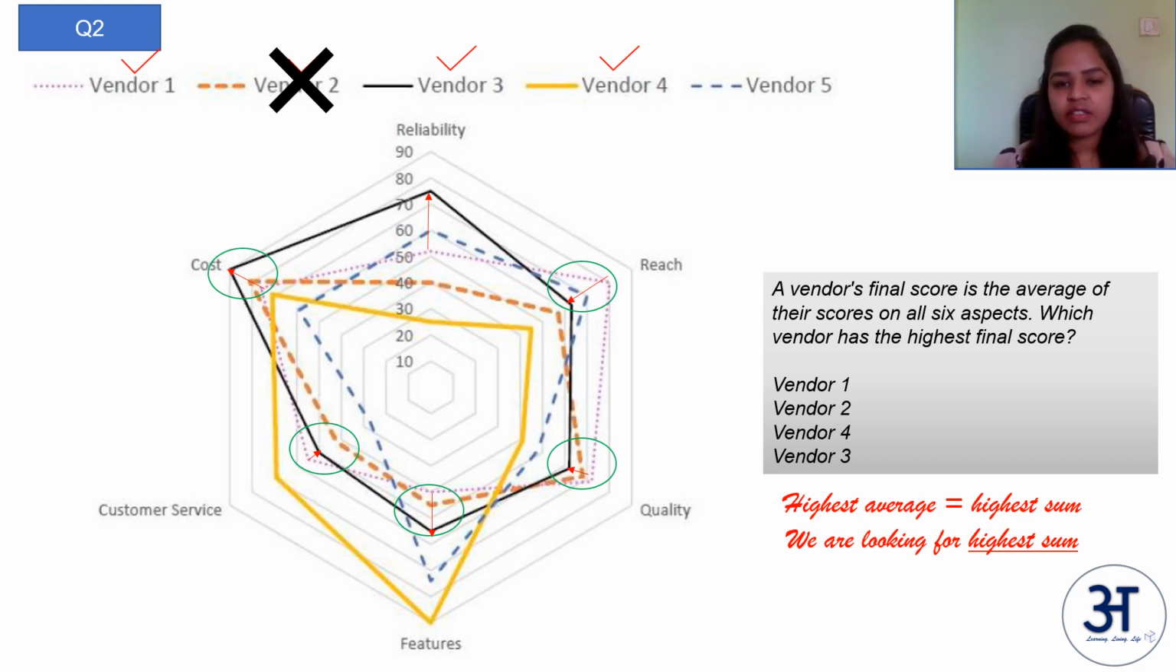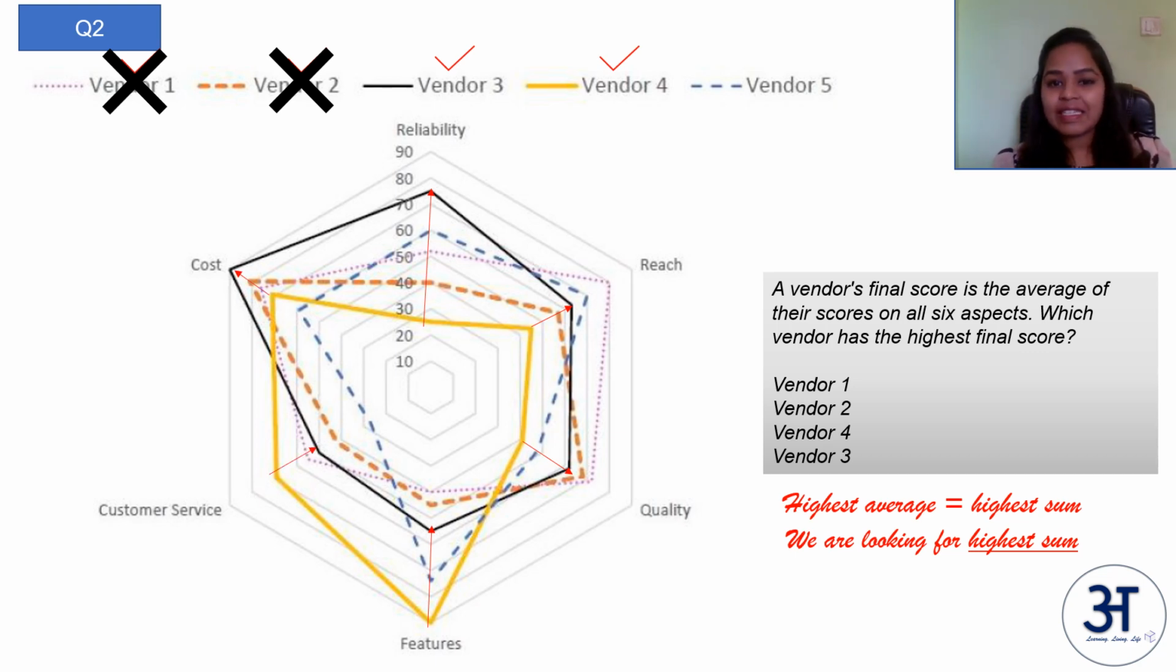So clearly vendor 3 is greater than vendor 1. So vendor 1 is gone. Now let's look at vendor 3 and vendor 4. Vendor 3 is very much high in reliability as compared to vendor 4. And again, it's higher in reach, in quality, it is lower in features, it is lower in customer service, it is higher in cost. So again, let's cancel out the highest and the higher and lower parts if possible.